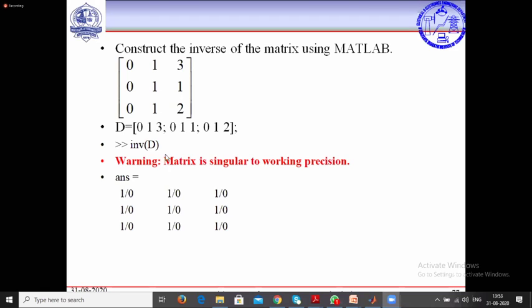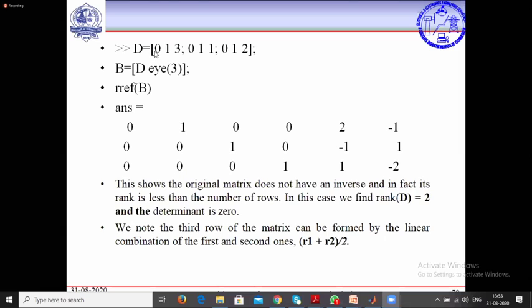For that one, INV of D will not help you at all. What do we have to use? We have to go for the echelon method. So what will it generate? D equal to 0, 1, 3; 0, 1, 1; 0, 1, 2. What it is going to do: B equal to D of eye of 3. So rref of B, then it will generate this matrix. It will give the values. So for this matrix, the inverse does not exist.